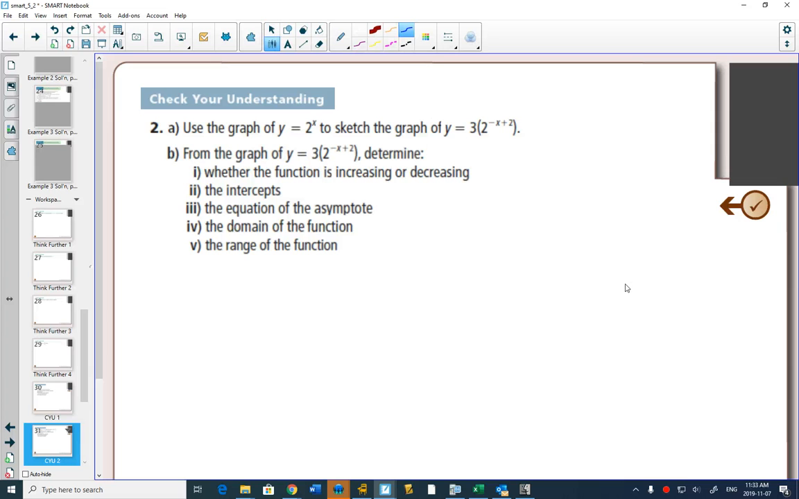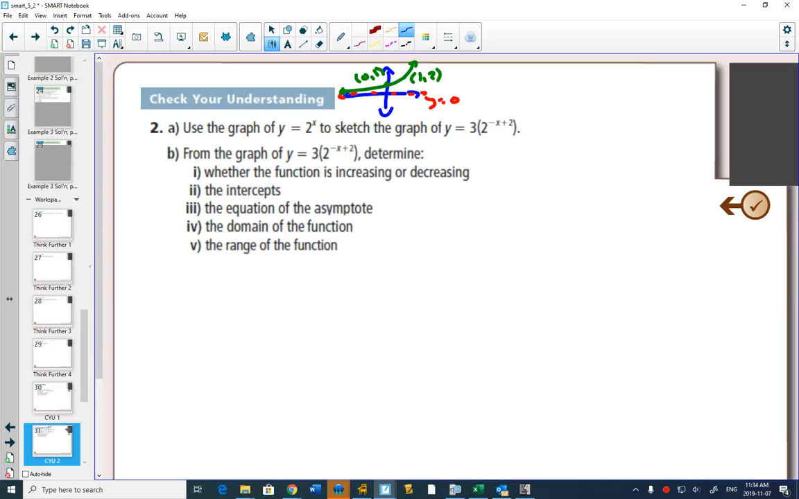It says use the graph of y equals 2 to the x. I'll quickly draw it here. It has an asymptote at y equals 0, and has the points (0, 1) and (1, 2). That's your basic graph. And we want to use that to sketch y equals 3 times 2 to the negative x plus 2. So they really didn't need to tell us this first part.